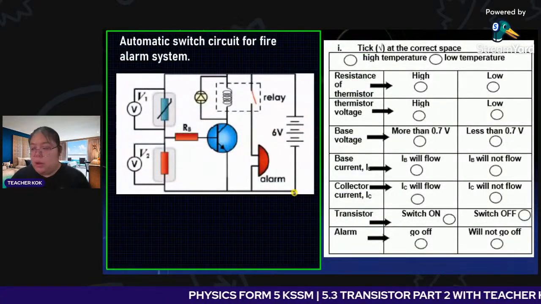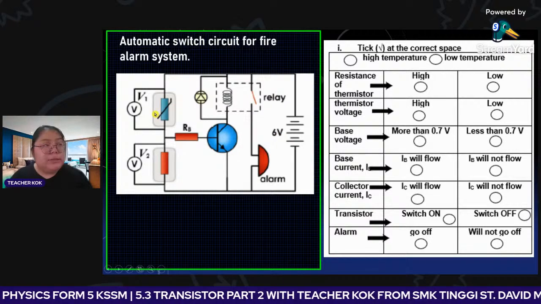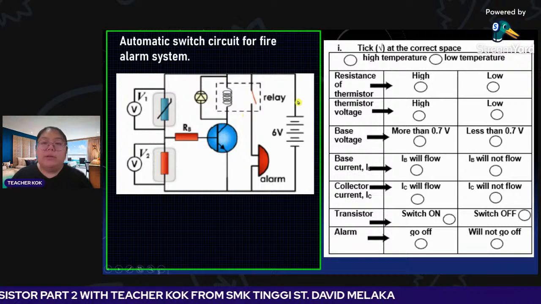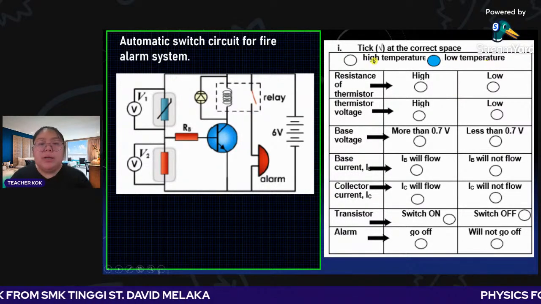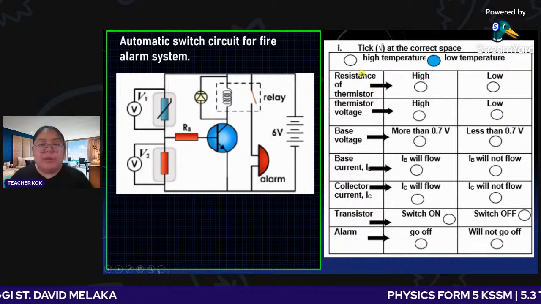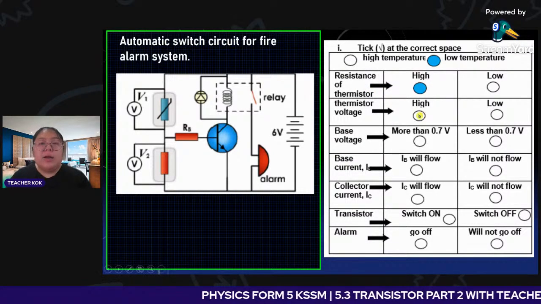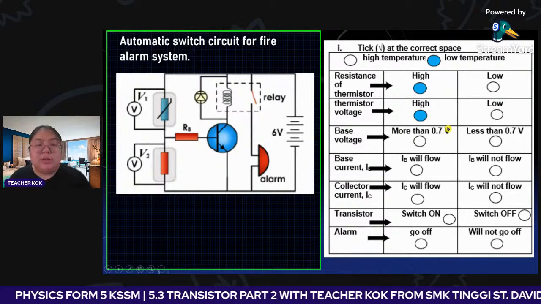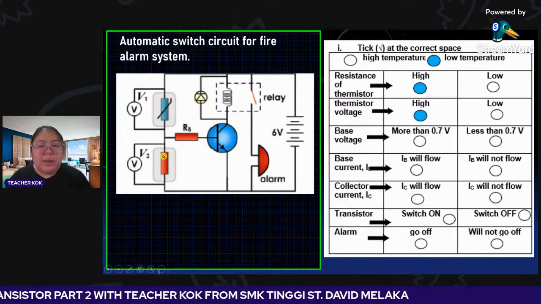So here is one small exercise again. Now I put the thermistor at the top, which means normal. Now the situation is low temperature. When the temperature is low, the resistance is high, and the thermistor voltage is also high, since they follow resistance. If V1 is high, V2 automatically becomes low.